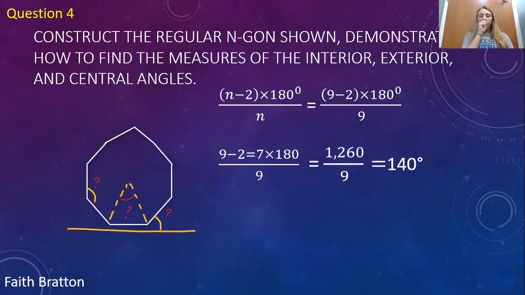Okay. Now substitute n equals 9 into the formula for the exterior angle, which is 360 divided by n. Okay, 360 divided by 9 equals 40 degrees. The central and exterior angles are both 360 degrees divided by n. Okay, thus the measure of each interior angle is 140. The measure of each exterior and central angle is 40 degrees.